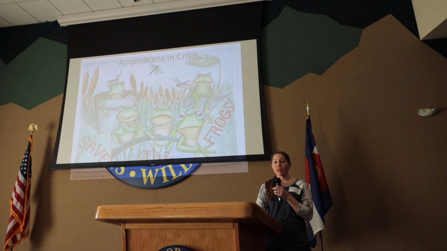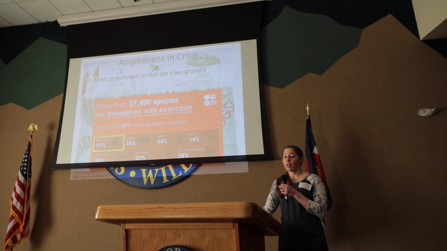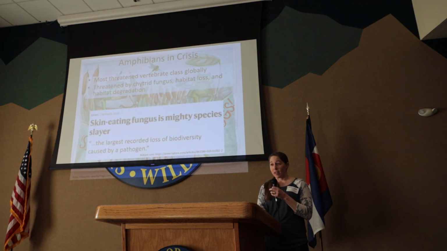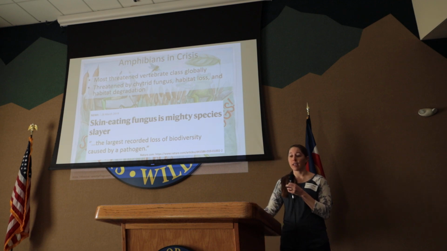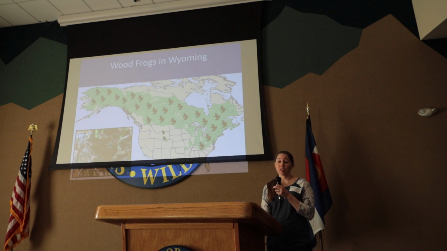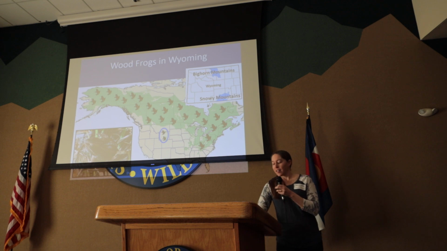And understanding habitat requirements for amphibians is particularly important because they are one of the most threatened vertebrate classes globally. And some of their main threats is related to chytrid fungus, habitat loss, and habitat degradation. So this brings me to my study species, the wood frog, which exists as two isolated populations in Wyoming, as well as in northern Colorado. So this talk is relevant for you guys.